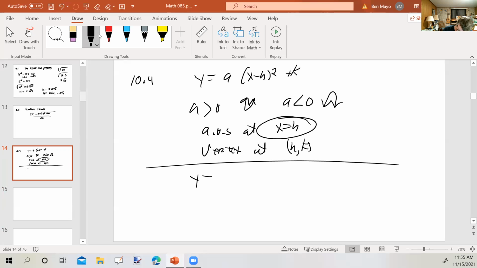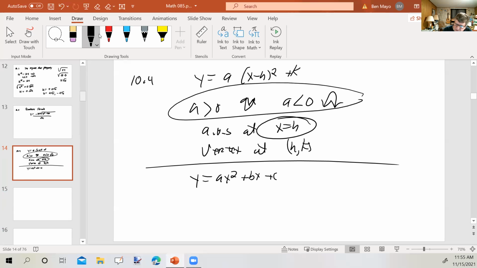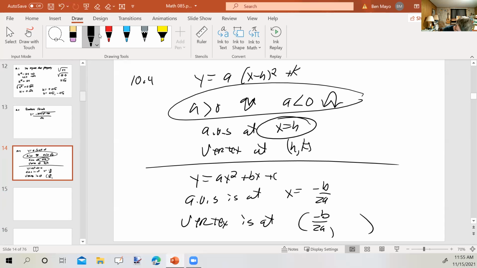Then the second part, y equals ax squared plus bx plus c. Here, if a is greater than 0, it opens up. If a is less than 0, it opens down. The axis of symmetry is at x equals negative b over 2a. And the vertex is at negative b over 2a comma, and then you plug that value into the function to find the corresponding y value, okay?